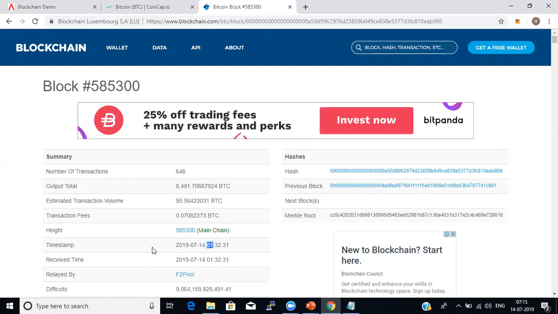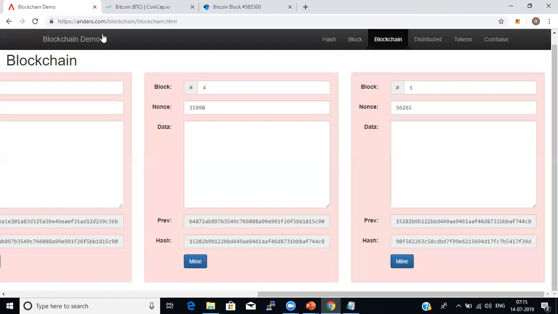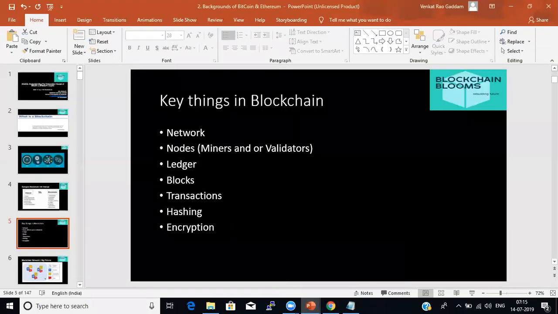And also there are other parameters: block difficulty, block creation time, and block reward. I will explain all these things in a few minutes. Also the nonce. So nonce, block reward, and block difficulty, these three are important things, and we will see them in a few minutes. Next, try to understand how this block will be there in a particular node. If you observe what the actors and things in the blockchain are, first is the network, next is nodes.